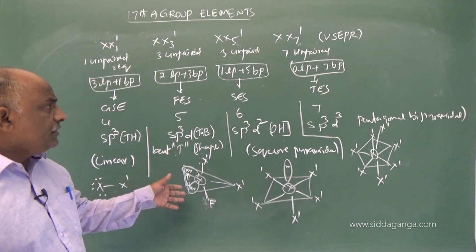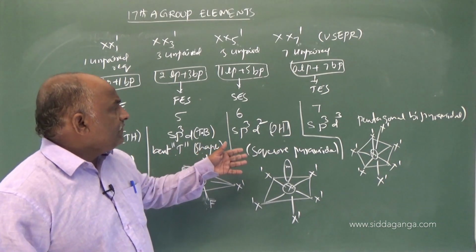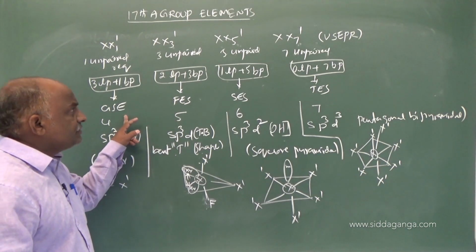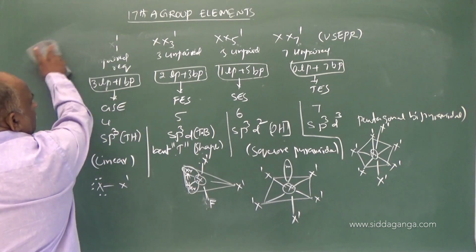So here you should make a note. This is very very important. Third excited state, second excited state, first excited state, and ground state electronic configuration. So make a note, my dear students.